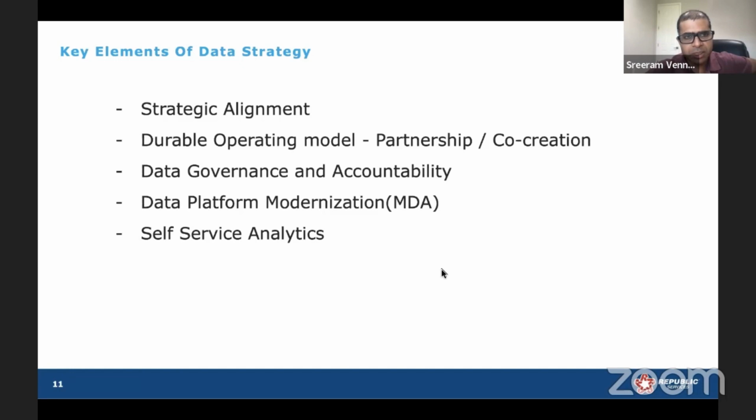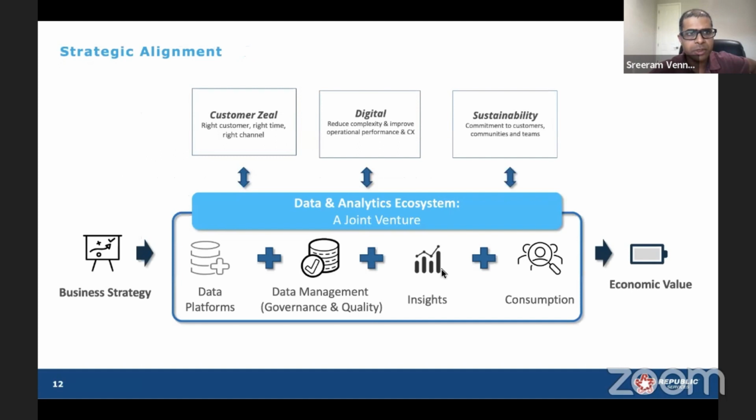Strategic alignment is very critical because we just don't want to build something without the overall objective of where the organization is going. So we'll talk in depth of why that is recognized as one of the key elements of data strategy. So strategic alignment, what does this mean for Republic Services and the organization, right?